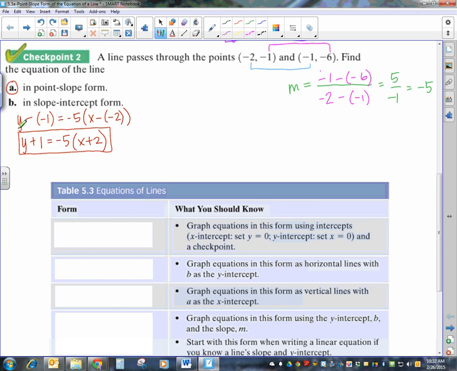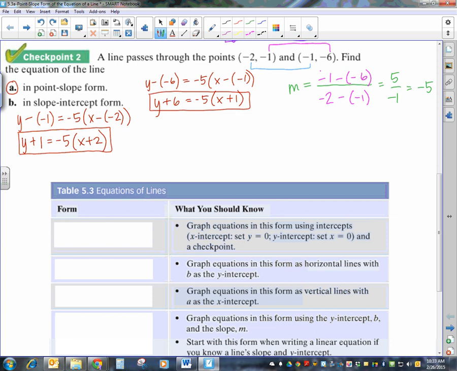And let's do this. What if I chose the other point? Okay, so that's one answer. The other answer could be y minus negative 6 equals negative 5 times x minus negative 1. And that would become y plus 6 equals negative 5 times x plus 1. Okay, either one of those is an acceptable answer.